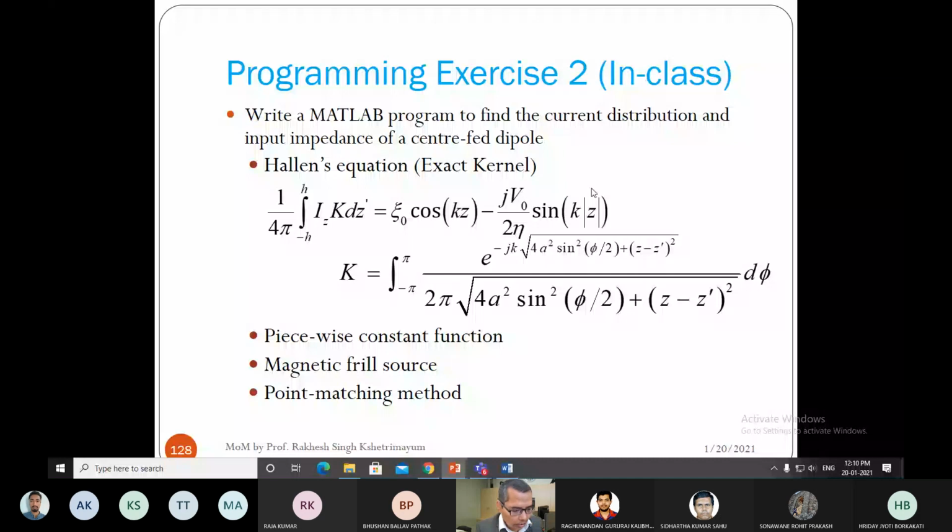Okay, so this is where we left last time. We have to discuss two integral equations. One is Hallen's and another is Pocklington's. Pocklington's you have already done, so we'll discuss the Hallen's equation today.